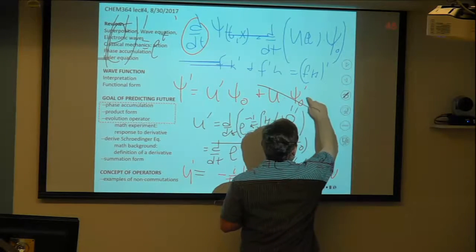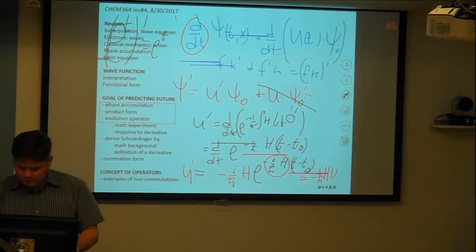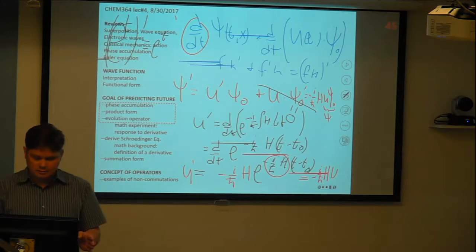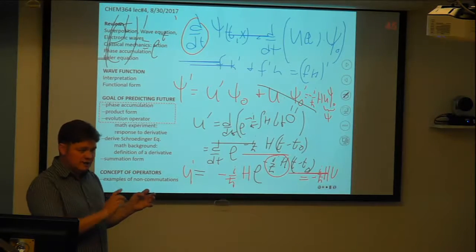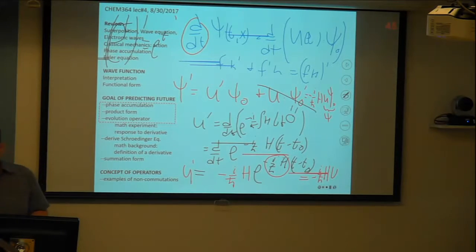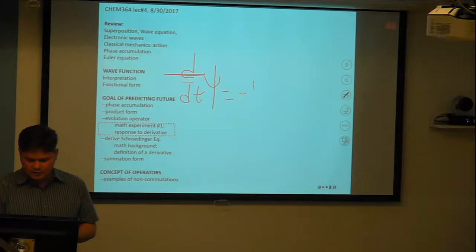So I'll probably write it in this spot. Minus i over h bar H u psi 0. But the u times psi 0 can be replaced by psi, right? So what we are getting is the time derivative of the wave function equals this factor times the Hamiltonian times the wave function. d dt psi equals minus i over h bar H times psi.